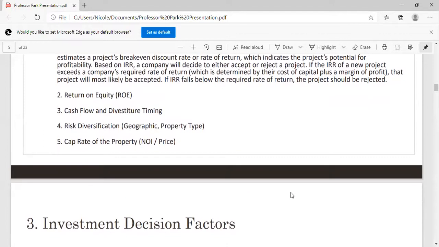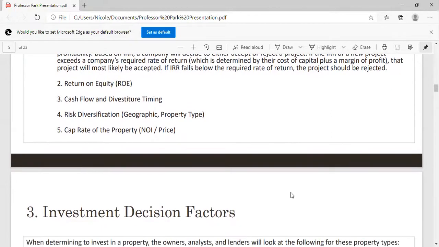So like I said, they'll also look at the cash flow of the property and divestiture. The risk diversification, so say they may be already invested in properties, but they want a different geography. Maybe instead of just in the US, they want to look at the UK or Canada or elsewhere. And then property type, say they're heavily invested in offices, but they want to maybe look at hospitality or hotels as well, just to diversify and reduce the risk of their portfolios.